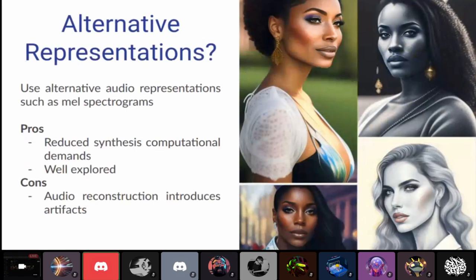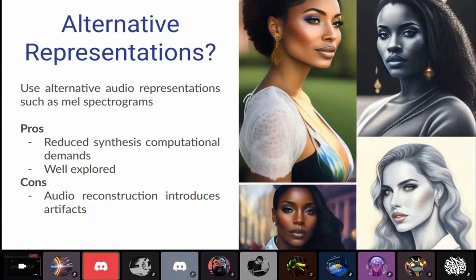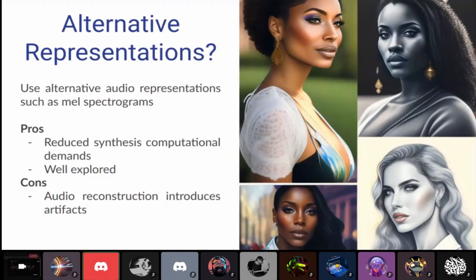We can rely on alternative representations of audio, such as time-frequency representations. For one, we have mel spectrograms. Well, the advantage is that we now enjoy reduced computational demands, and these time-frequency representations are well explored, and we have a lot of prior knowledge to rely on if we choose to go this path. And the downside is that the reconstruction back into audio is quite challenging. Since this is a lossy representation, we often introduce artifacts that are quite disturbing, and the music is not that pleasant to listen to if we go with this option of using alternative representations.